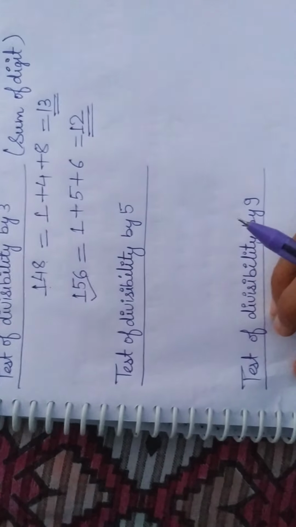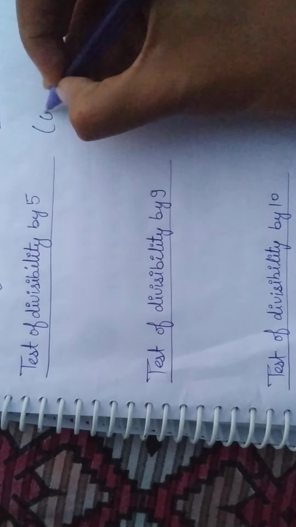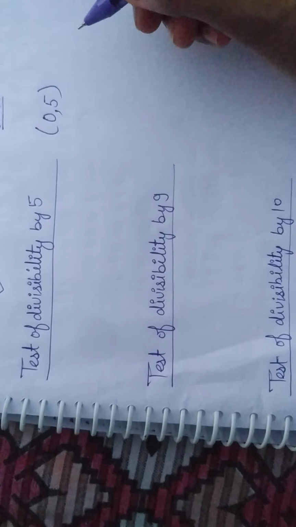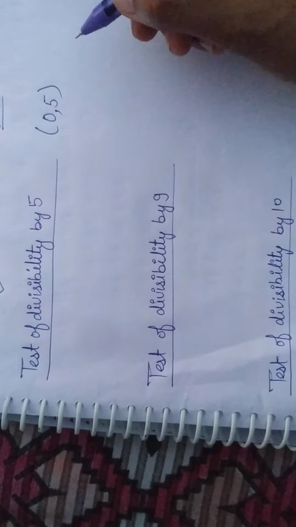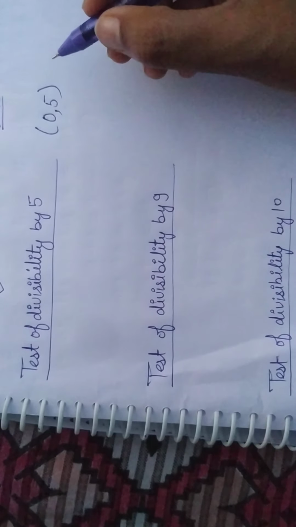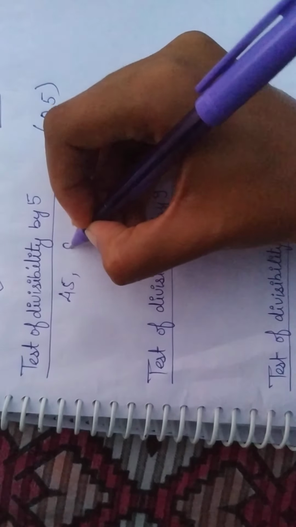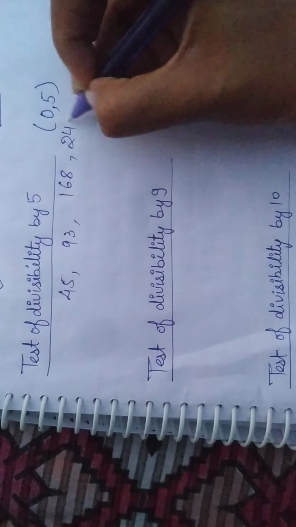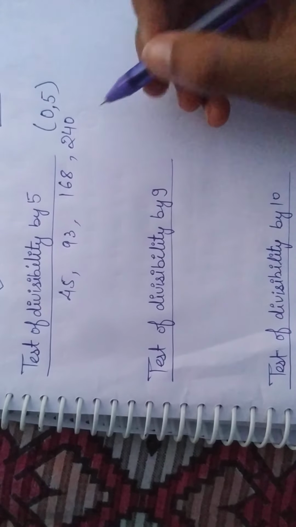Now for checking the divisibility test of 5, we are simply checking the unit place of the number. If at unit place 0 and 5 is there, then the number is divisible by 5. And if any other number is there except 0 and 5, then the number is not divisible by 5. So if I am writing here some examples, 45, 93, 168, 240. So we have to check which of the following numbers are divisible by 5.